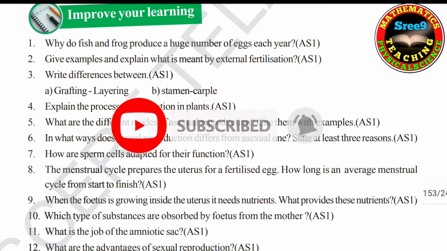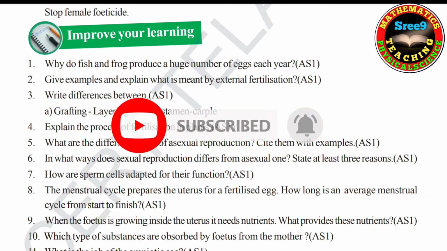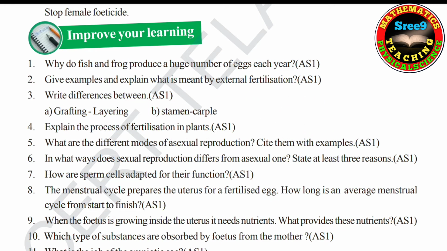Let us see the questions. Here, why do fish and frog produce a huge number of eggs each year? On this one, I get one question, that is, why can't we control the production of mosquitoes? The general question may be asked, isn't it? Why can't we, or why are we not able to, control or decrease the population of mosquitoes? Such a question may be asked. Okay, that is related to the first question.